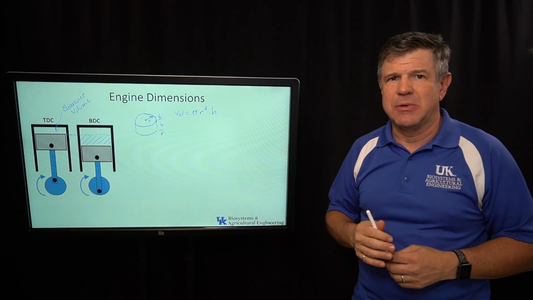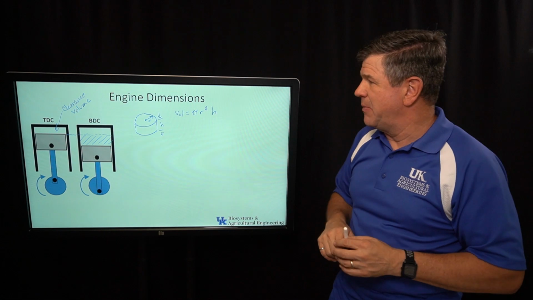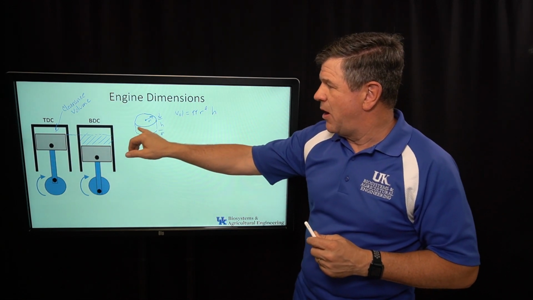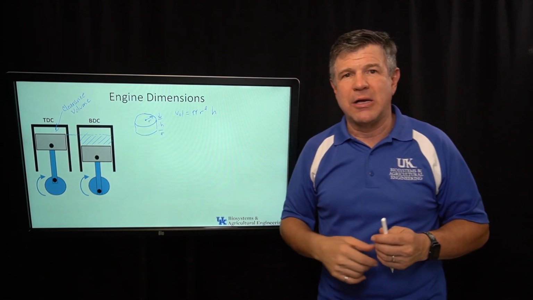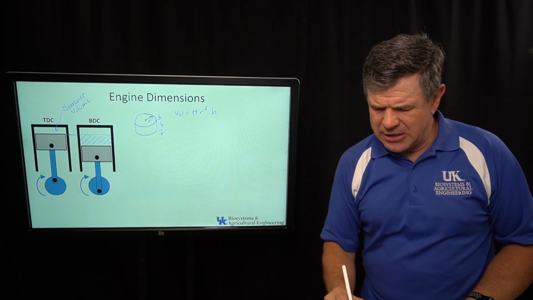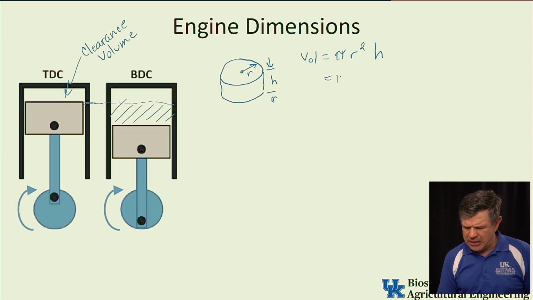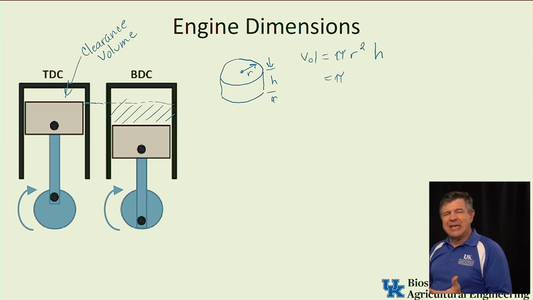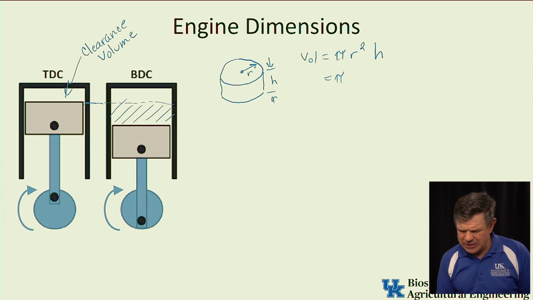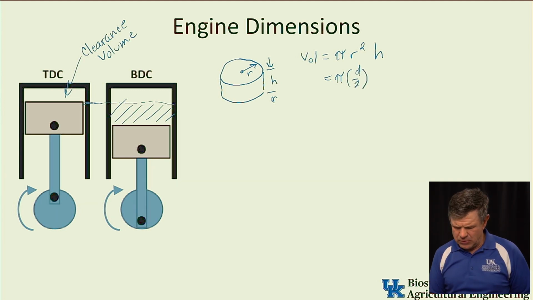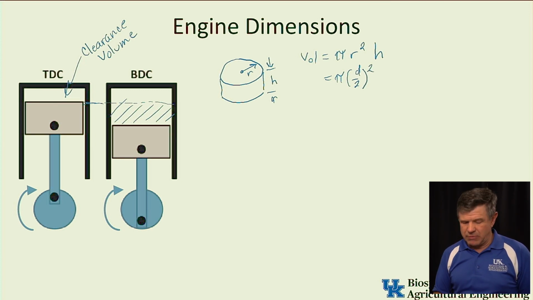That's my displacement. Okay, now let's do a little bit of algebra on that, because we don't often use a radius. We often will use a diameter. So the diameter goes all the way across. So we can actually rewrite this as pi times the radius, which is half of the diameter, so pi times d over 2, and that term is squared because we have the radius squared, times the height.